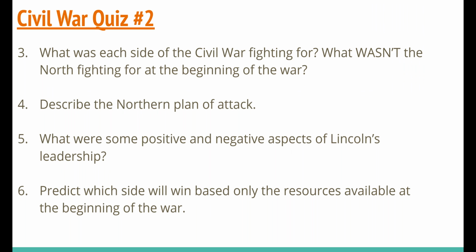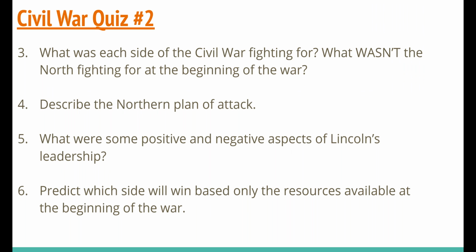Question 5, what were some positive and negative aspects of Lincoln's leadership? Well, positive, he picked the best people for the job. He had a lot of excellent and differing advisors, people who provided him with different opinions. Another positive aspect, he stabilized our currency by issuing paper money. A third positive aspect was that he fired ineffective generals. He wasn't afraid to make changes if things weren't going the way that he needed them to.